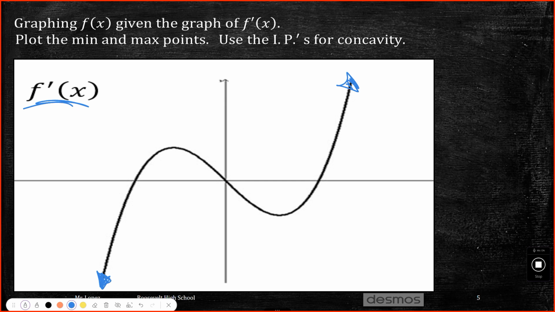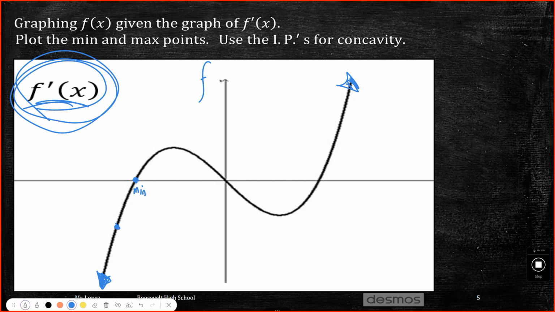Where's the min? Where would be a min? If this is the derivative, the velocity, where would be the min? What is it doing here? What is f doing? Say this point. What is f doing? It's decreasing. So this would be a what? A min or a max? It's going from decreasing to increasing. So that's a min.